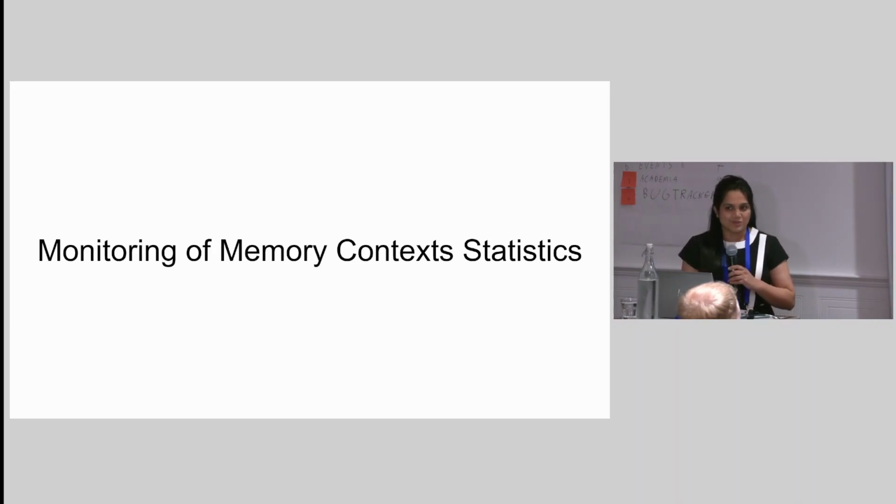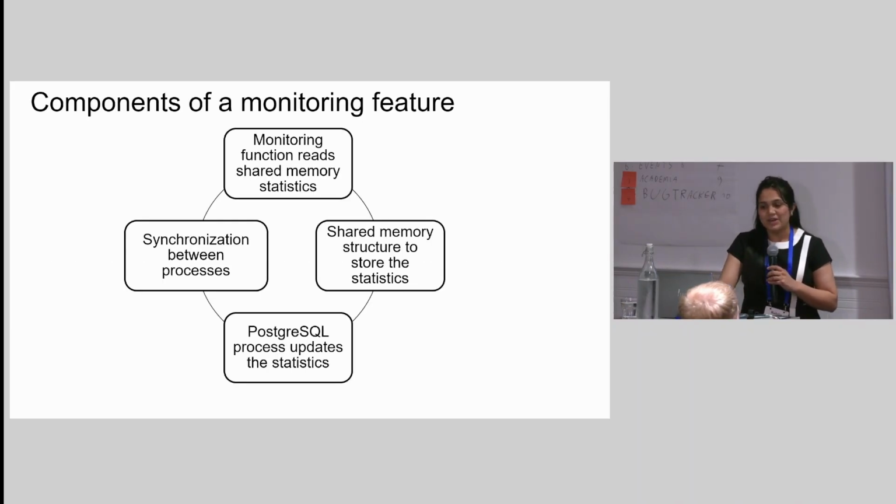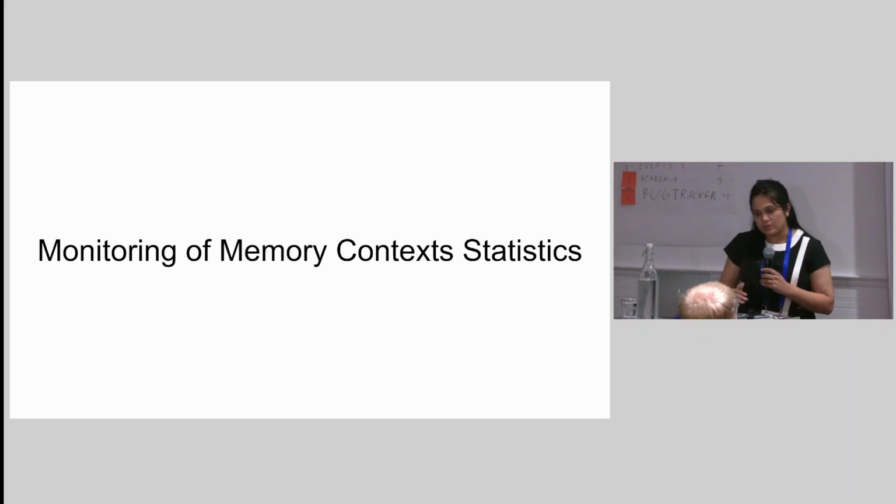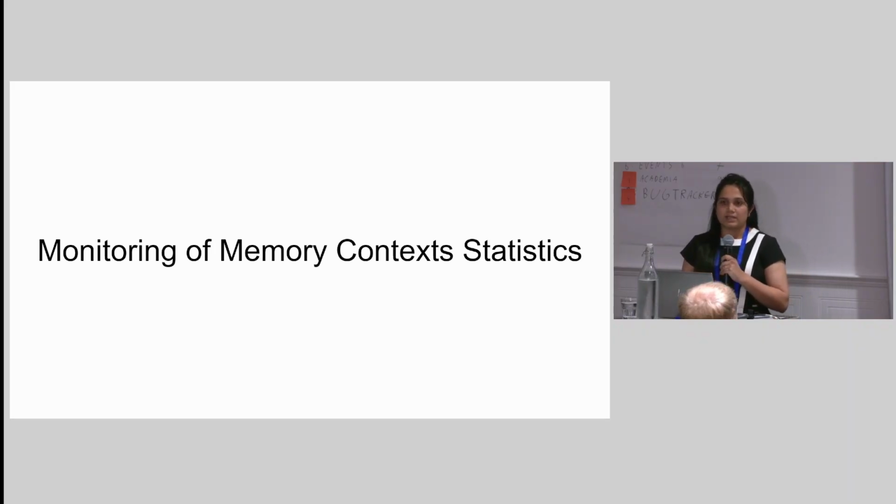Oh, I'm sorry, I just missed another component, which is synchronization between processes. This is obviously, as you would imagine, would contain various locks and signaling mechanisms that would be used to signal between these processes. So let's look at this feature that I was talking about, monitoring of memory context statistics.